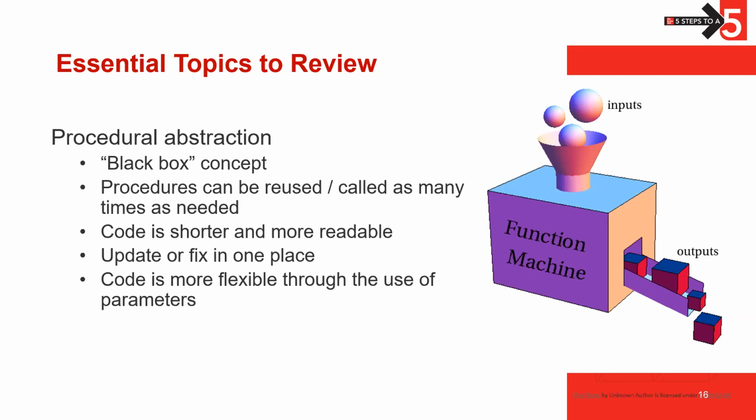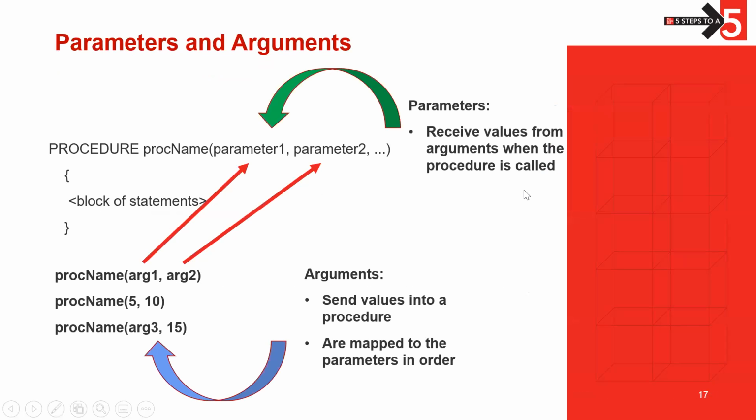And our code is much more flexible by letting us use parameters. I can use this with any type of parameter that meets the requirements. Like if you're expecting a string, you better insert a string. If you're expecting a number, you need to use a number. All right, so that's the whole procedural abstraction idea.